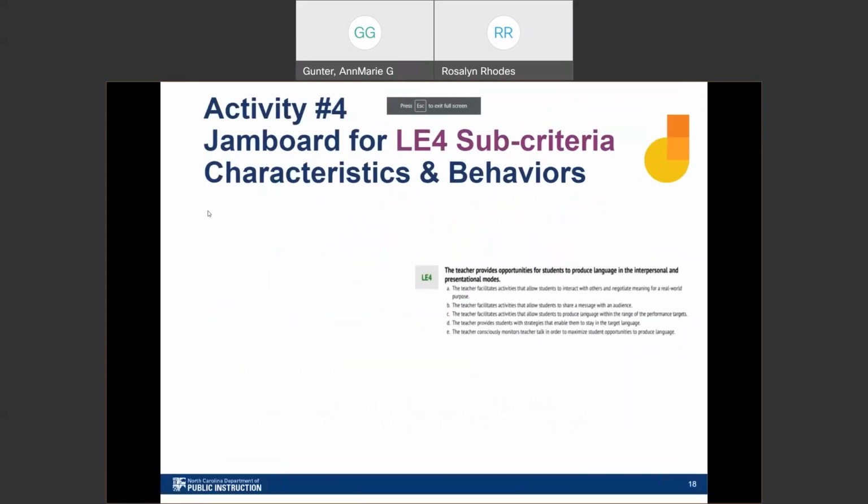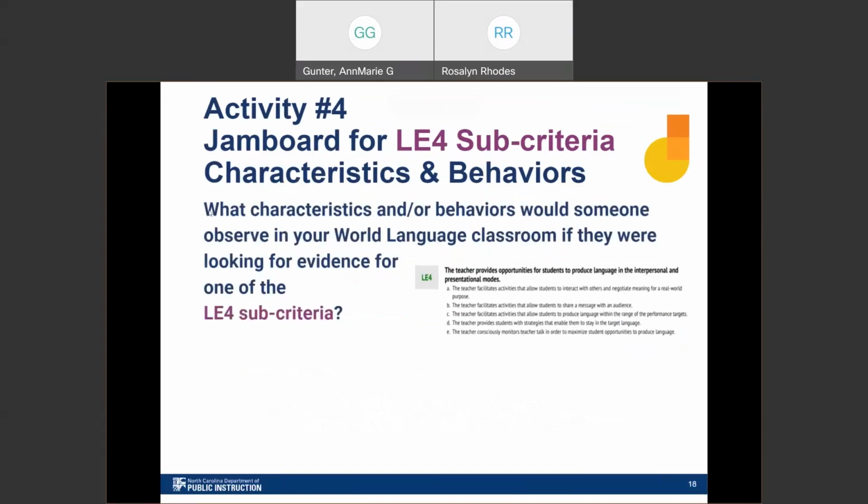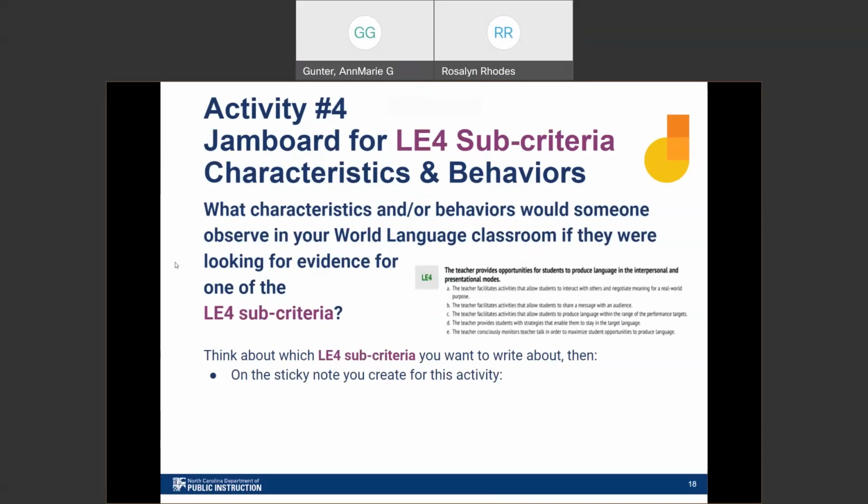Our activity number 4 is the Jamboard. Like I said, the question that we asked last time was what characteristics or behaviors would someone observe in your world language classroom if they were looking for evidence for one of the LE4 subcriteria? So I'm going to have you think about those LE4 subcriteria again, and you're going to get to write about them, either what's already there that you're reading about or something new. It's your choice. But on the sticky note you create for the Jamboard activity, you're going to title your post with the letter of the subcriteria you're talking about so that we can sort it into the right spot, A, B, C, D, or E.